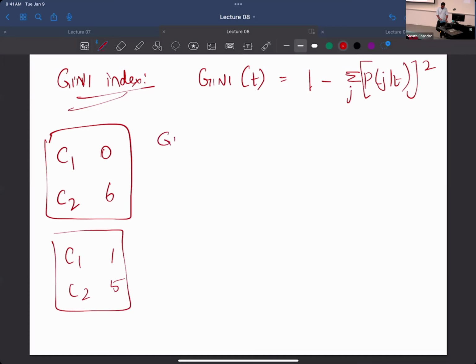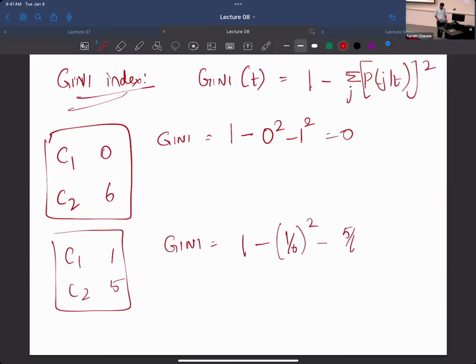Okay, so the Gini here is given by 1 minus the frequency of each class square. So it's going to be 1 minus 0 square minus 6 by 6 square. It's going to be 1 minus 0 square minus 1 square, so it's going to be 0. So the Gini index for an ideal split is 0. Okay, now let's do the Gini for this split. So it's going to be 1 minus 1 by 6 square minus 5 by 6 square. Okay, so if you do the calculation, this is 0.278.